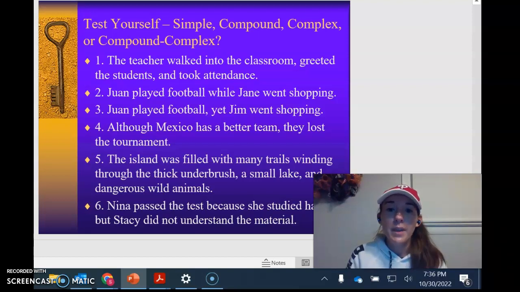Number 3, Juan played football, yet Jim went shopping. Number 4, although Mexico has a better team, they lost the tournament. Number 5, the island was filled with many trails winding through the thick underbrush, a small lake, and dangerous wild animals. And number 6, Nina passed the test because she studied hard, but Stacy did not understand the material. And those are all of our samples.